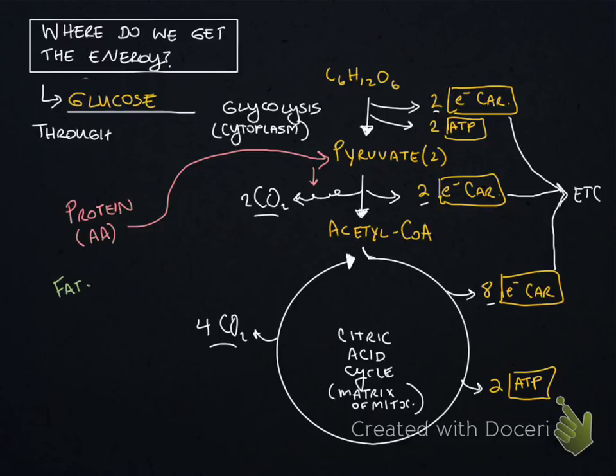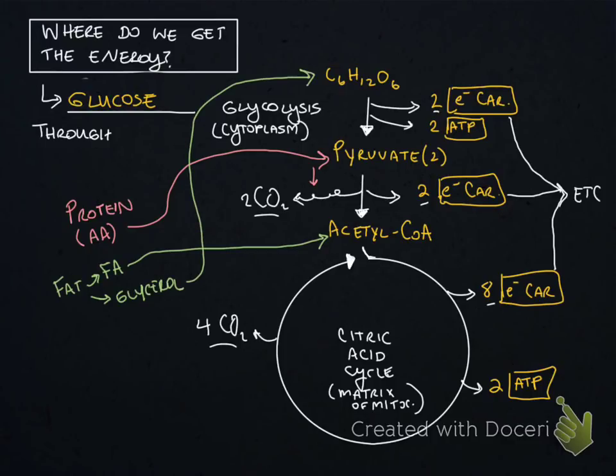And remember, a lipid is a fatty acid and a glycerol. Well, the fatty acid would be exchanged here for acetyl-CoA. The glycerol would actually be exchanged for glucose itself. So make sure that you know these variations in cellular respiration. Proteins for pyruvate, fatty acids for acetyl-CoA, and glycerol for glucose itself.